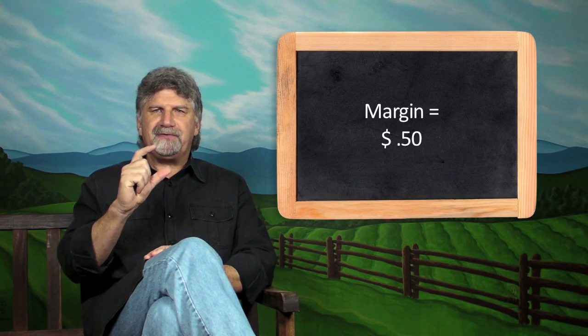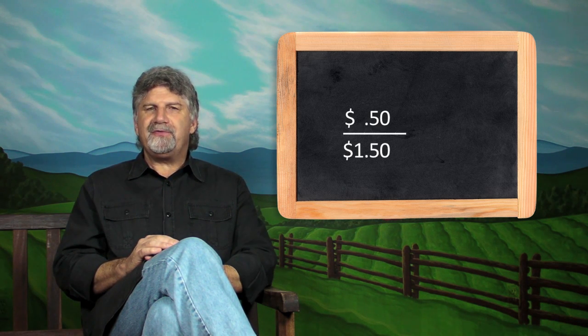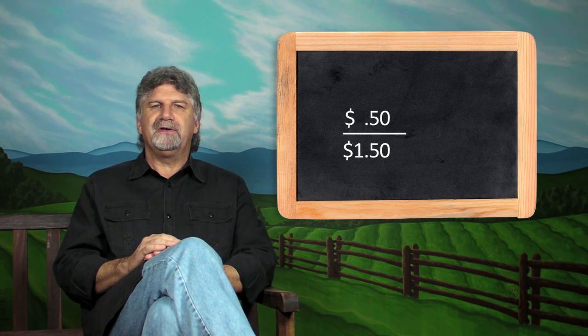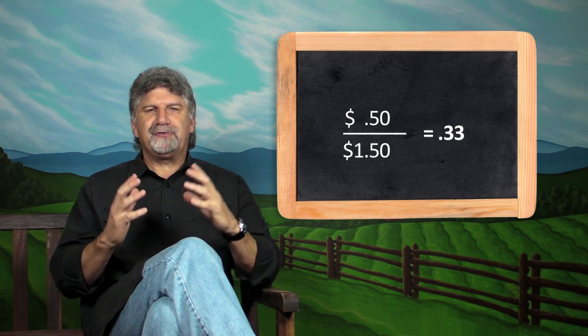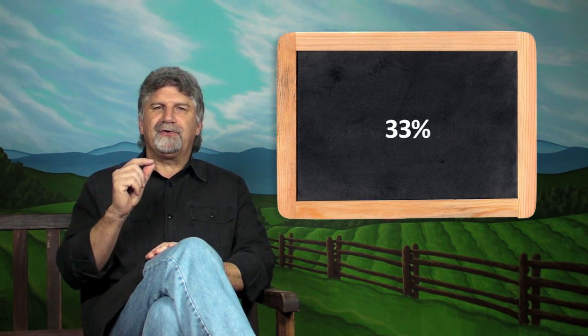If we looked at the margin in that example, 50 cents is the difference between the cost of goods and the selling price. That 50 cents is the margin. Now, if we look at that as a percentage of the selling price, which was $1.50, it's actually 1/3 of that selling price. Or expressed as a percentage, it's 33%. So even though we marked the product up at 50%, what we actualized as a margin was 33%.